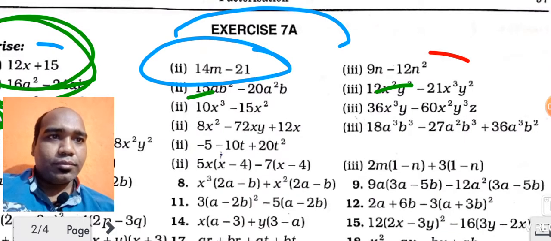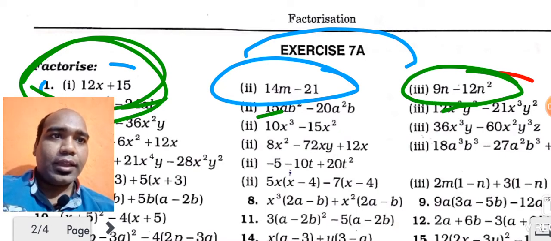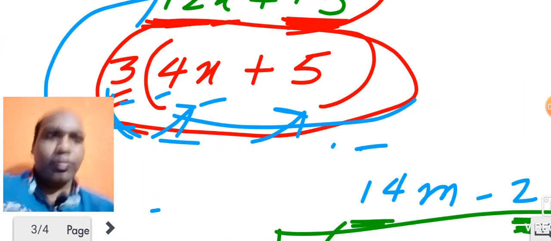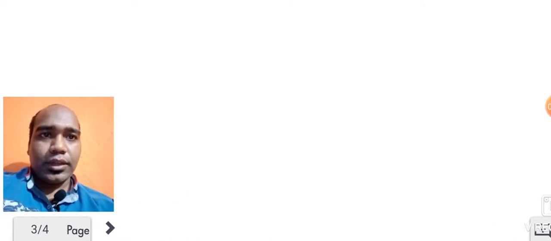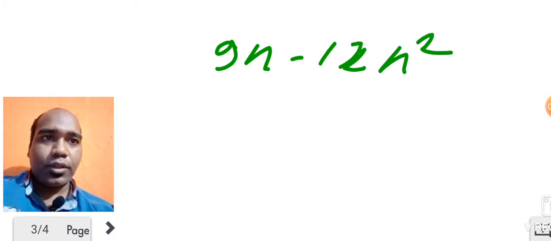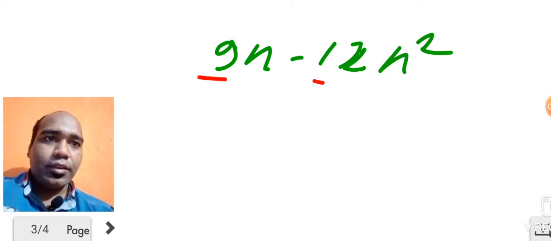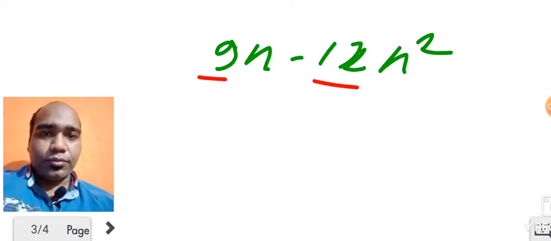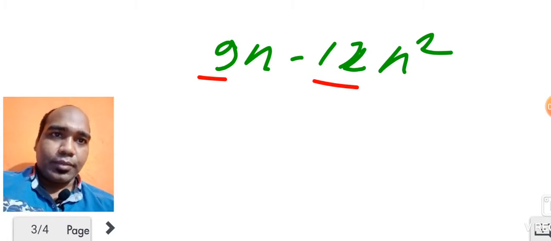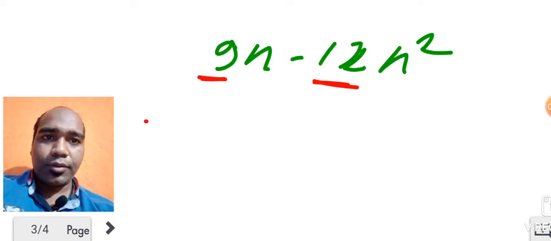Another question, this one, 9n minus 12n square. Okay, 12n square. Now just look at here, 9 and 12. So which number we should take? In which number's table we get both 9 and 12? In the table of 3. So we will take 3 as common.